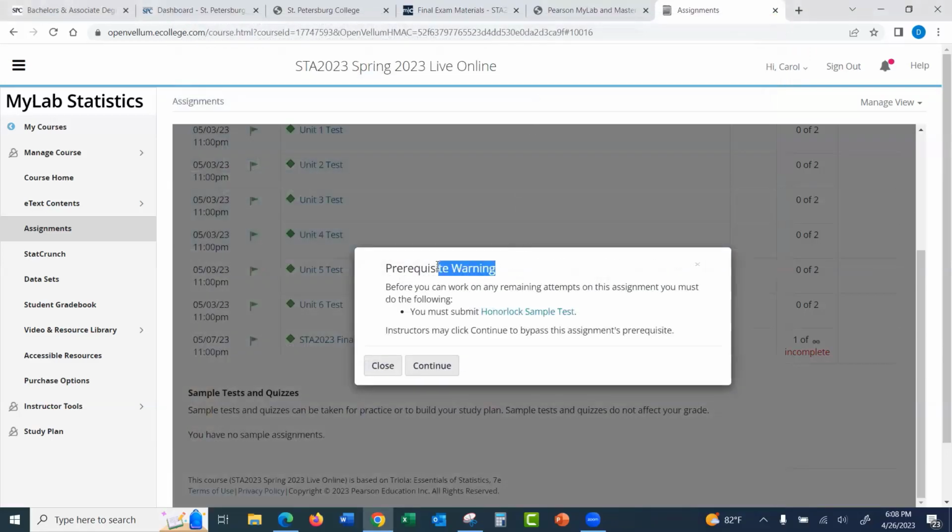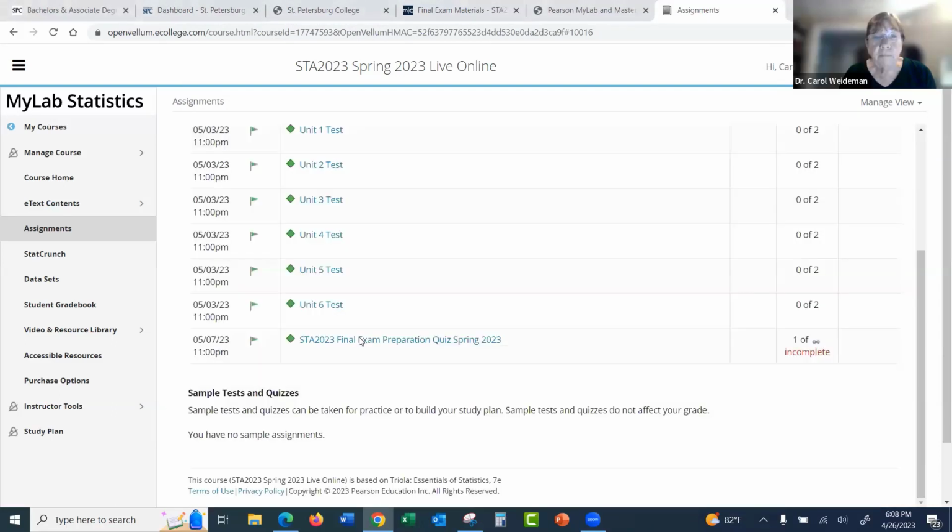And just to be clear, this is the quiz that if we do get a certain percentage, we get the extra percent. Yes. Okay. Yep. Thank you. Final exam prep quiz right there.